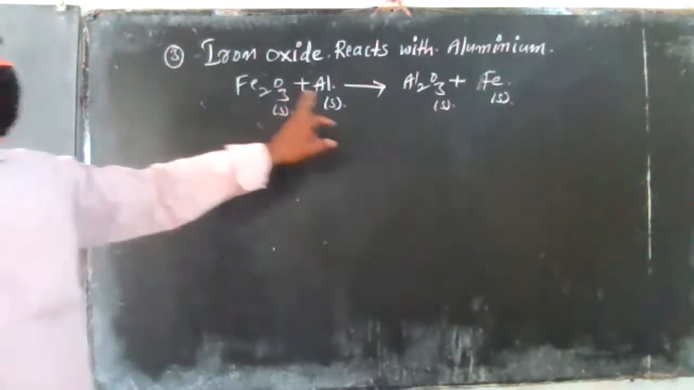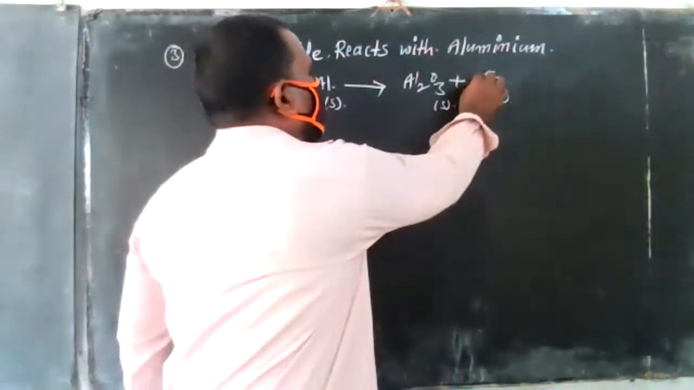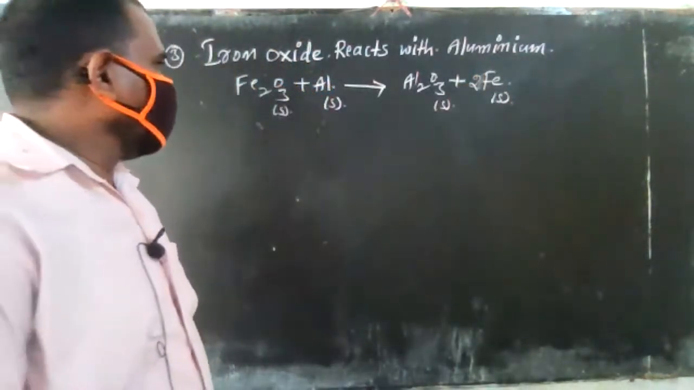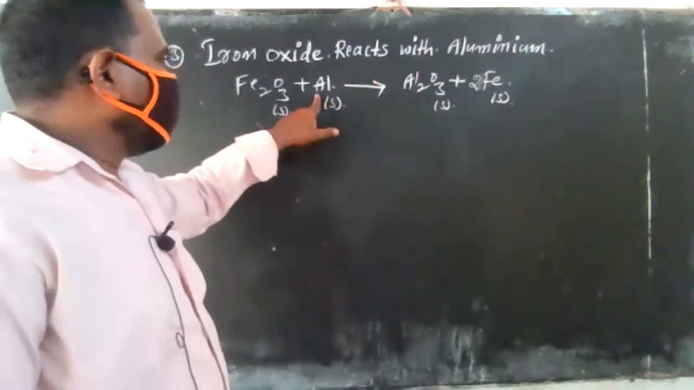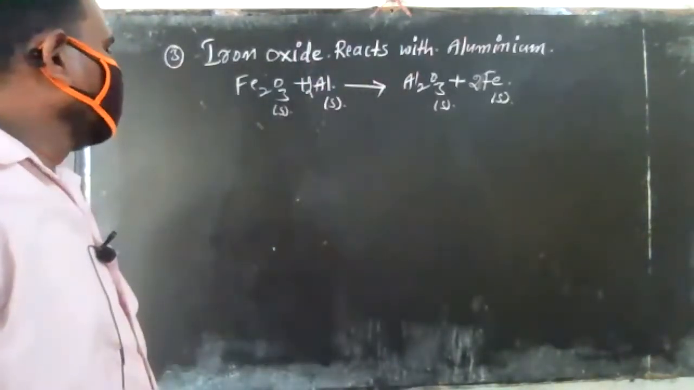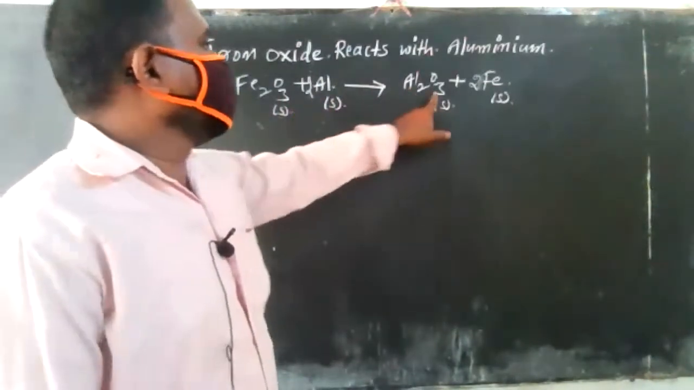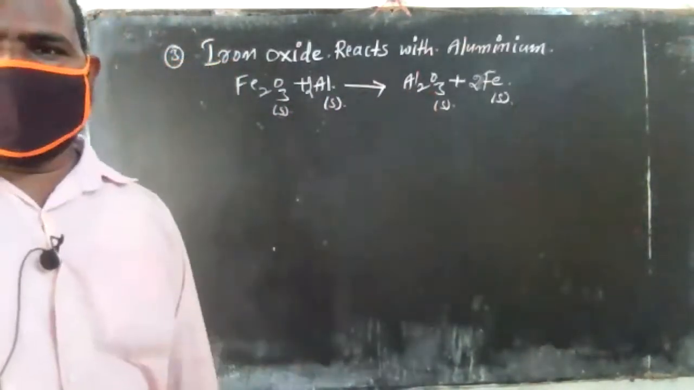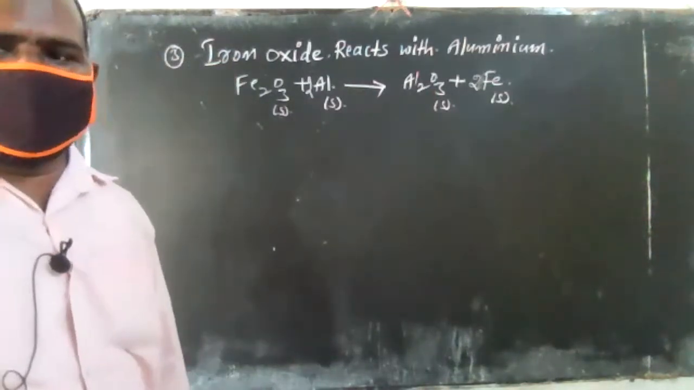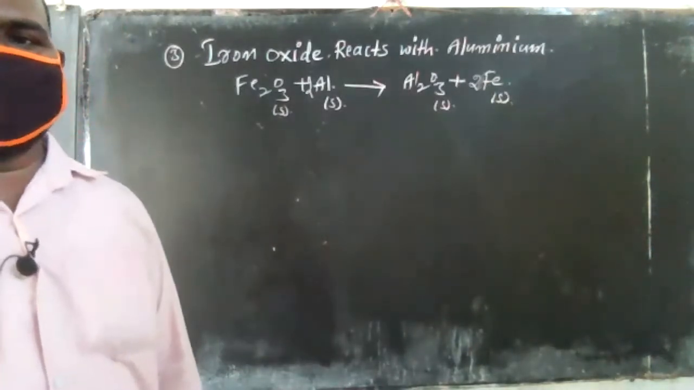Now iron is 2 on this side and only 1 on that side, so keep 2 and iron is balanced. Now coming to aluminum: 2 here and only 1 there, so put 2. Now check once again: iron 2 and 2, aluminum 2 and 2, oxygen 3 and 3. So this is a balanced equation. This is the trial and error method, which we already discussed yesterday.